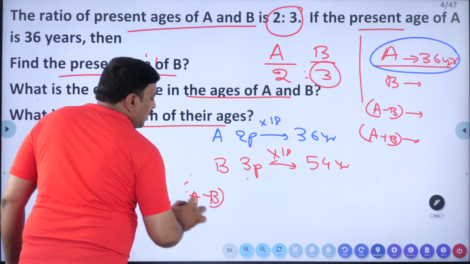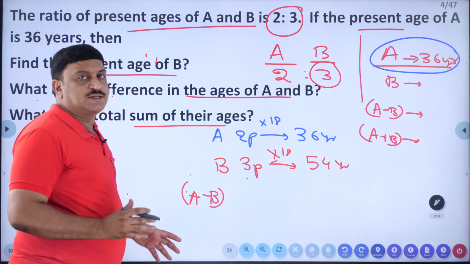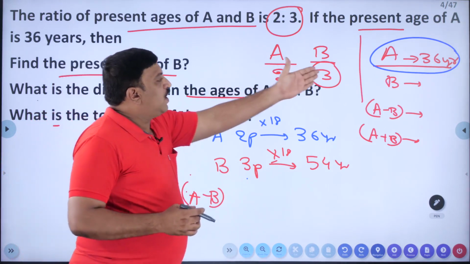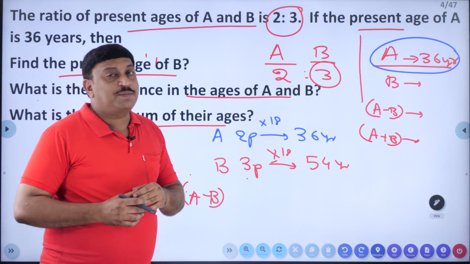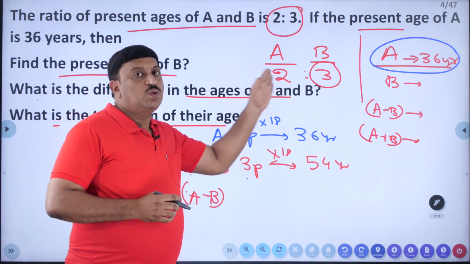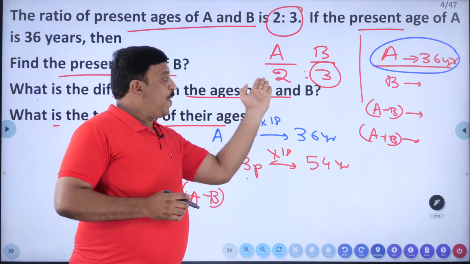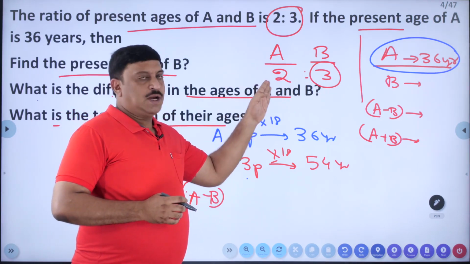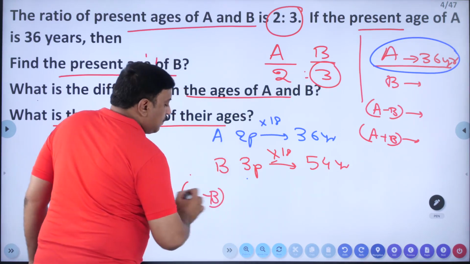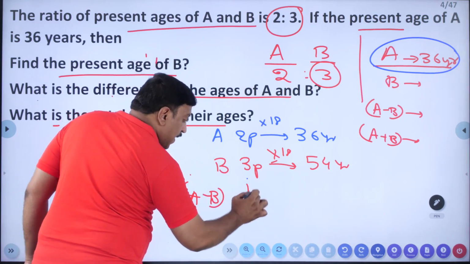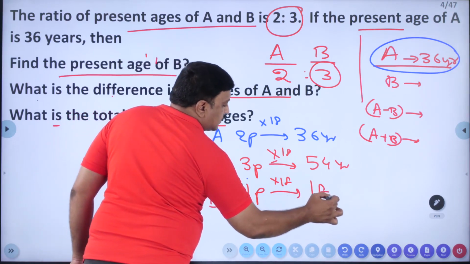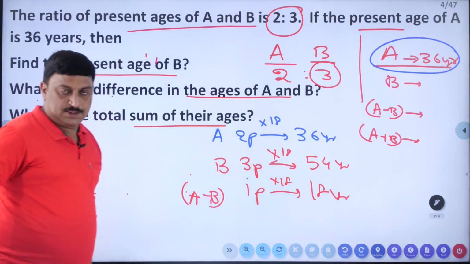No need to worry about A minus B or B minus A. They said the difference. How much is the difference, 2 and 3? The difference is how many parts? I am saying parts, ratio parts. Make it a habit of saying ratio parts. Don't say 2, don't say 3; say 2 parts, 3 parts. So the difference is how many parts? 1 part. So the difference in the ratio is 1 part, which means 1 into 18, that is 18 years.